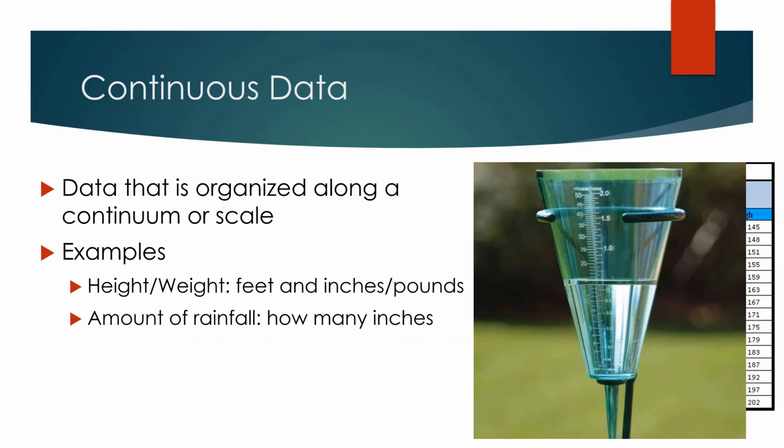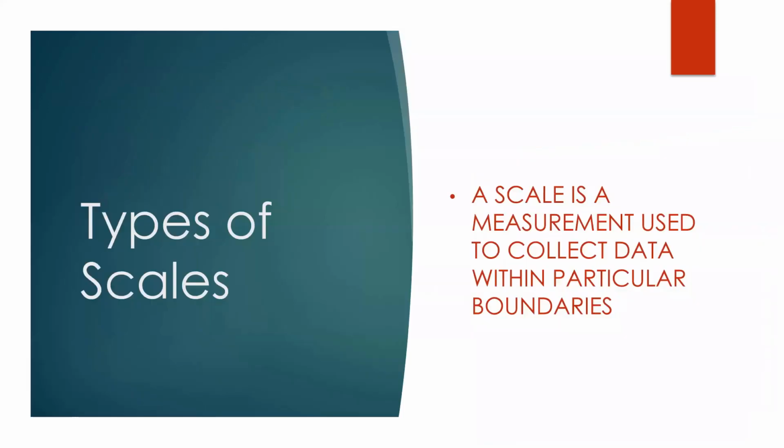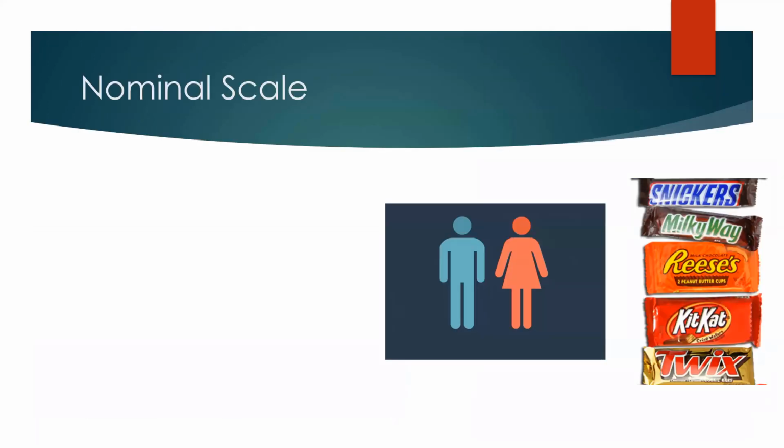Now, we have to record this data, right? We have to make an observation, and we have to find a way of recording what we're observing, whether it's categorical or continuous kind of data. So now this leads us into what's called types of scales, a certain scale that's used to measure or collect data, okay? So the first scale, called a nominal scale, this is used to measure categorical data.